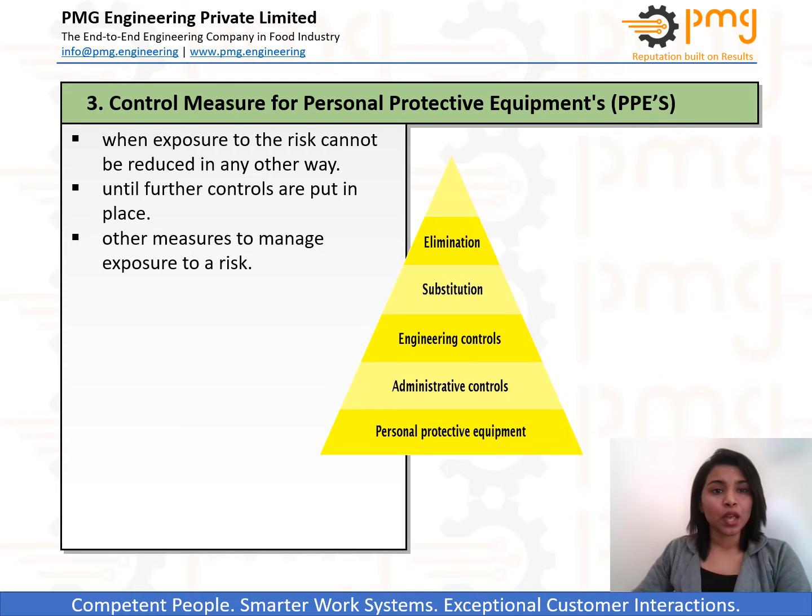Control measures. Use of personal protective equipment should only be considered as a control measure when exposure to a risk cannot be reduced in any other way. Use of personal protective equipment can be regarded as a temporary or interim measure until further controls are put in place. They can also be used effectively in conjunction with any other measures to manage exposure to a risk.